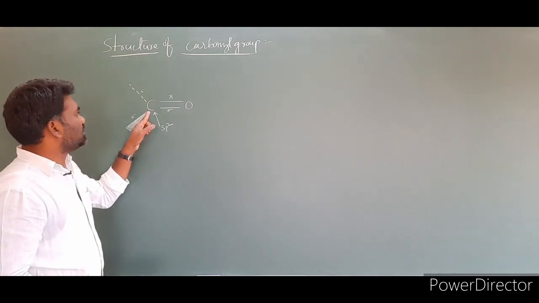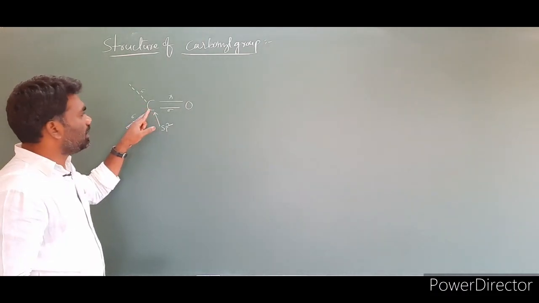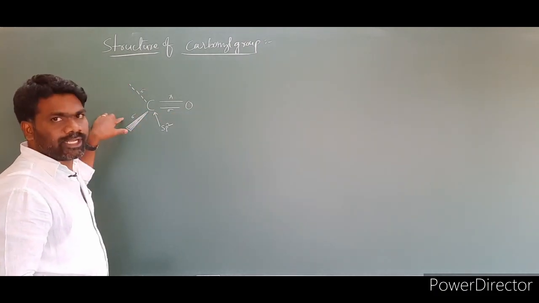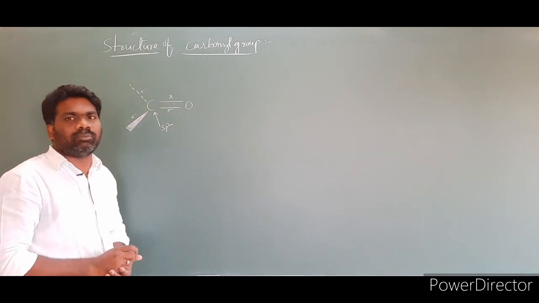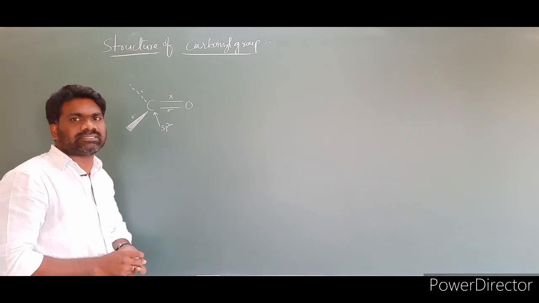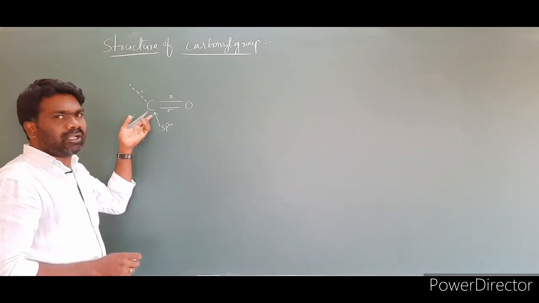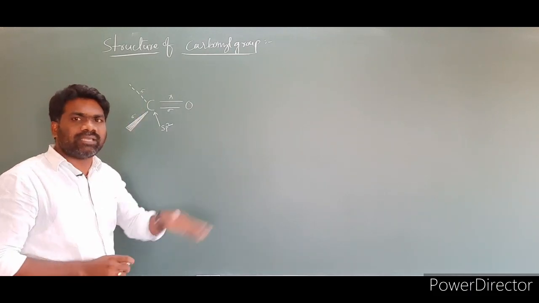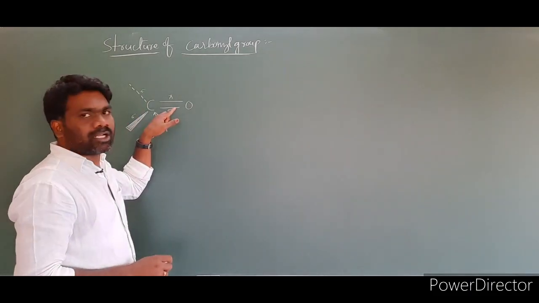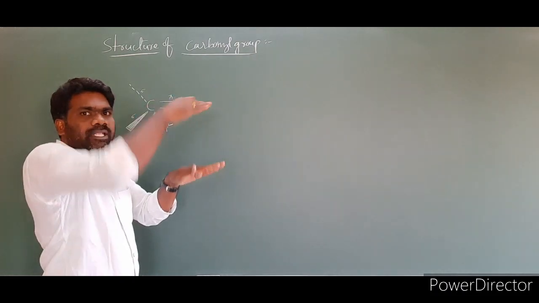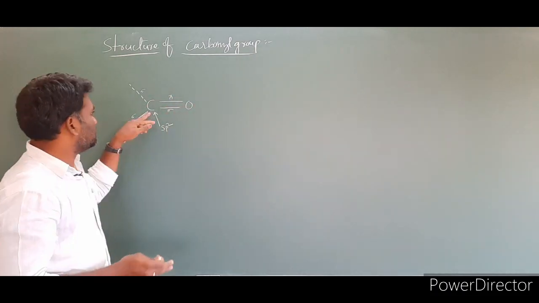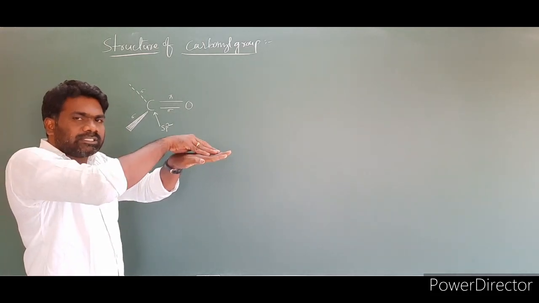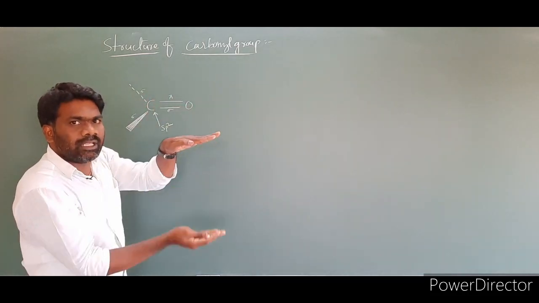Now the carbonyl carbon and the 3 atoms bonded to it all lie in the same plane. And the pi electron cloud is present above the plane and below the plane. So this is the pi electron cloud, and these 3 atoms are present in the same plane.